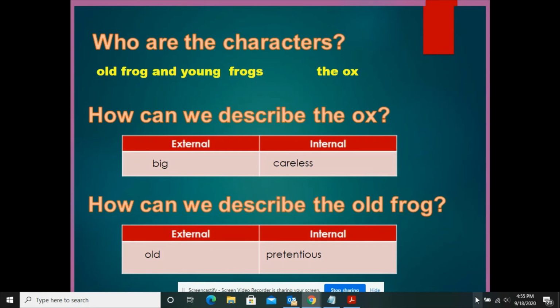So, now this is what I want you to do. I want you to go back and read the fable, The Frogs and the Ox, one more time, okay? And then I want you to find a character trait for the young frogs. I want you to find one character trait that is external and one character trait that is internal. Okay, so let's go ahead and do that in our notebooks, okay?